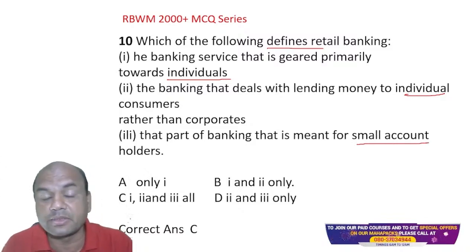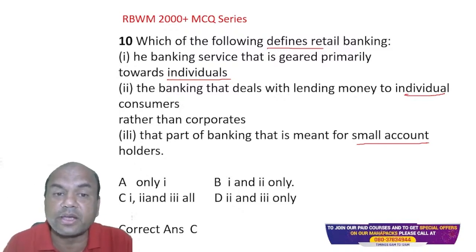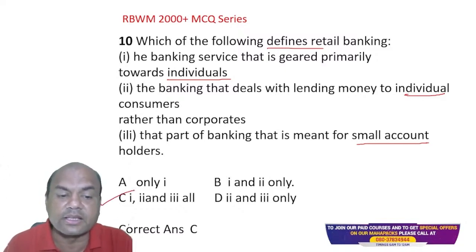See here, time is limited now. We have to cover these things in 20-25 minutes. We are having many other questions. Answer fast. So what is this? 1, 2 and 3? All of them? Yes, it is 1, 2, and 3. C, correct answer is C.